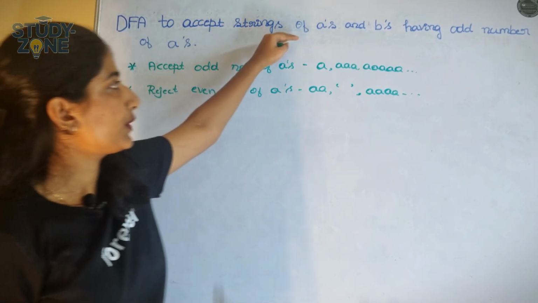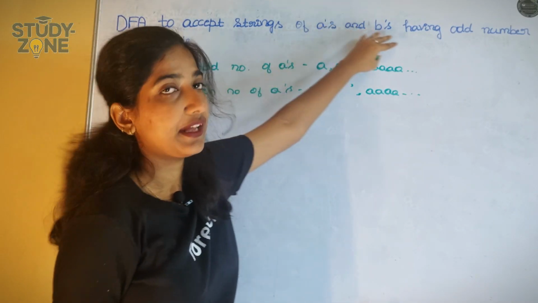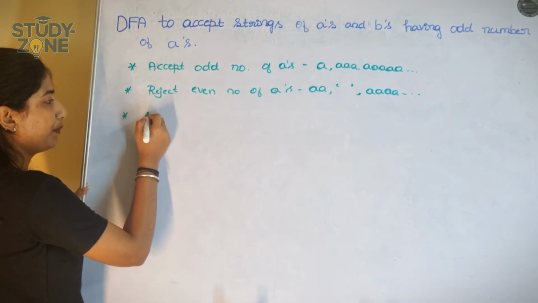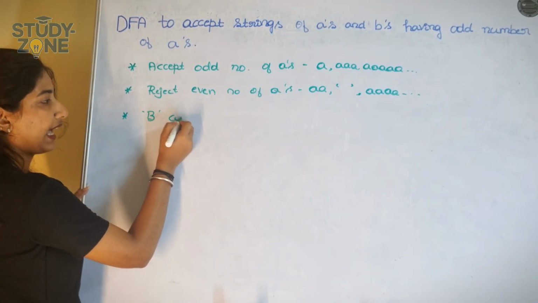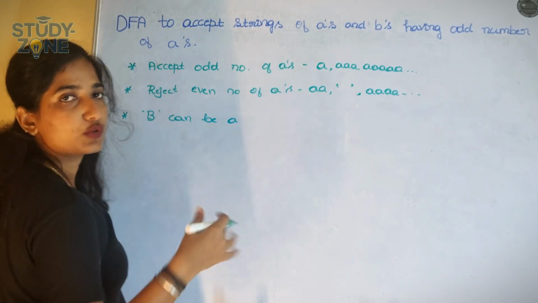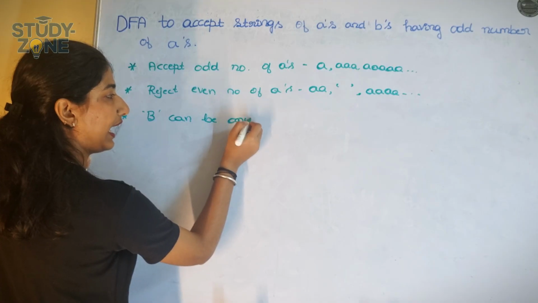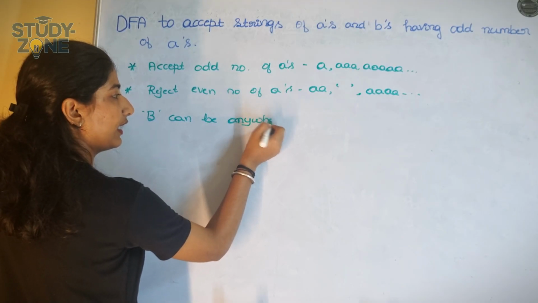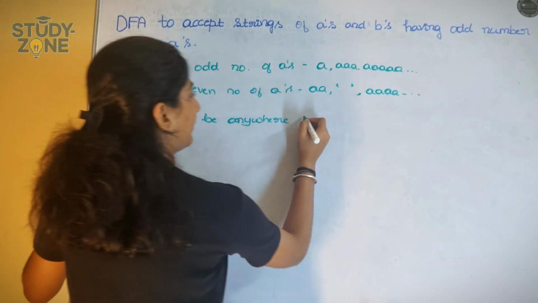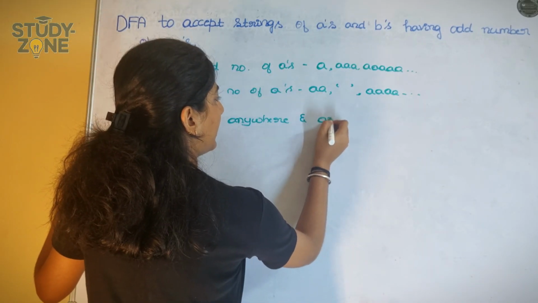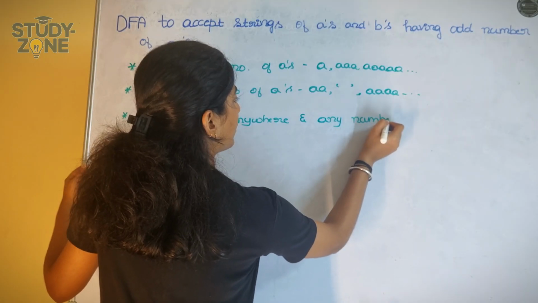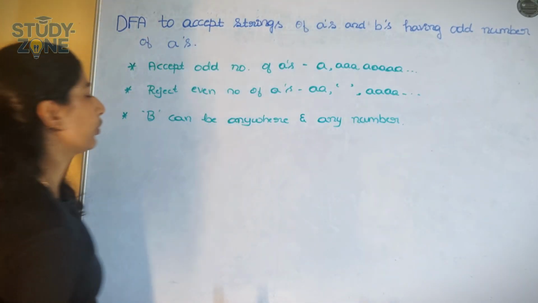And one more thing is there. Remember, we have to accept strings of A's and B's, right? So here B can be anywhere. It is like a superpower. It can be anywhere and it can be in any number. Okay, so anywhere and any number. So these are our goals.